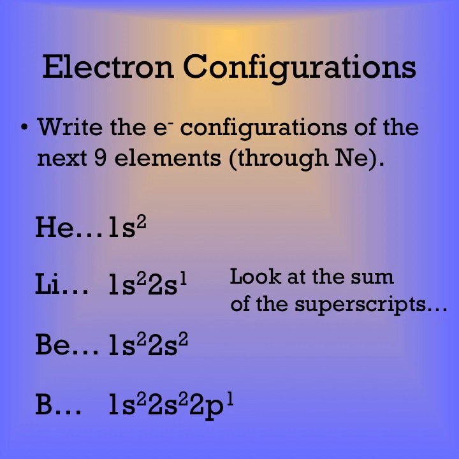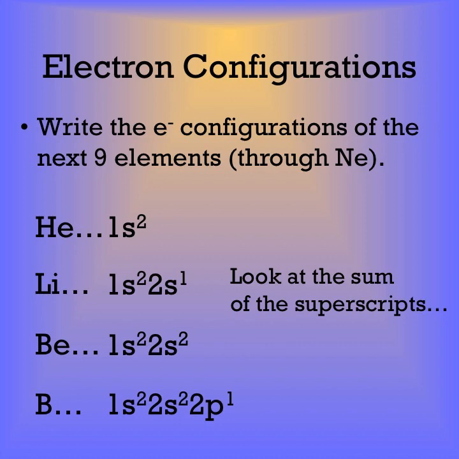What does that have to do with anything? You should have realized that that is telling us the total number of electrons in the atom. So your sum of your superscripts will always give you the total number of electrons. We're going to continue across to neon. I'll do them orally and then pop the slide up that shows you their resulting electron configurations.